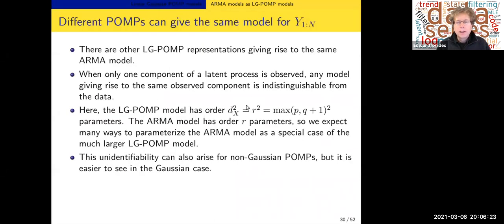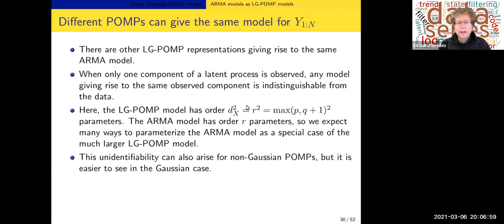Now, you might wonder, is this unique? Well, it's not. There are other LG-POMP representations giving rise to the same ARMA model. I've just shown you one. When only one component of a latent process is observed, any model giving rise to the same observed component is indistinguishable as far as the data is concerned. So you might think this is not just a case for linear Gaussian POMPs, but is a more common issue across the general class of POMPs. But in the linear Gaussian case, you can see it quite clearly.